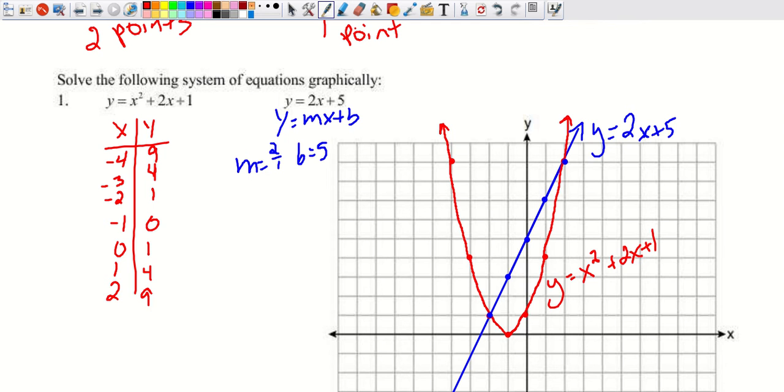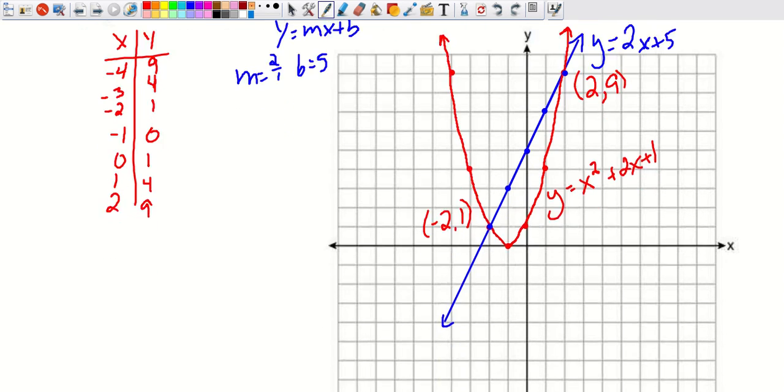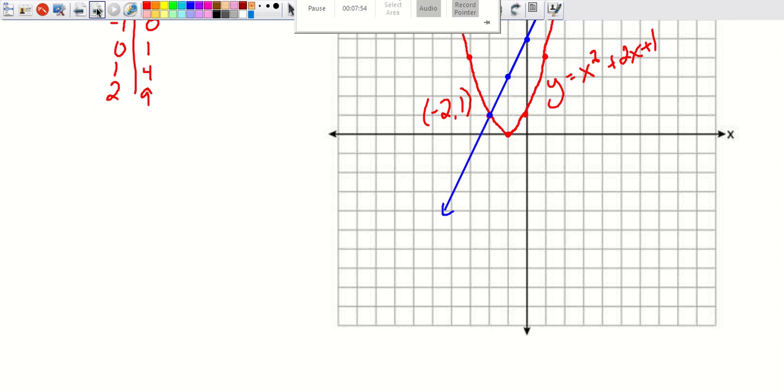And then we also have to state the solutions. So 2, 9 is one, and then -2, 1 is the other. Make sure our x and y are labeled, okay? And there is a full credit graph. All right, okay. One more on the next page.